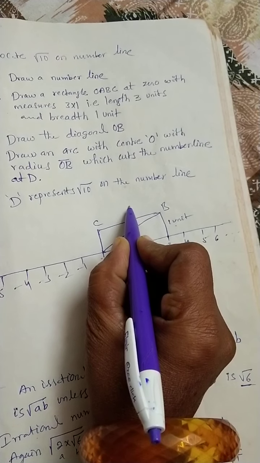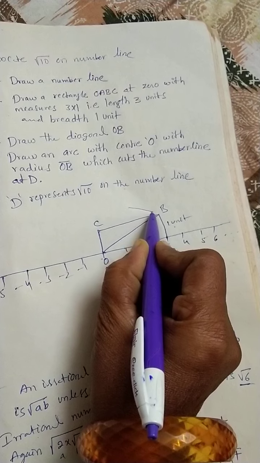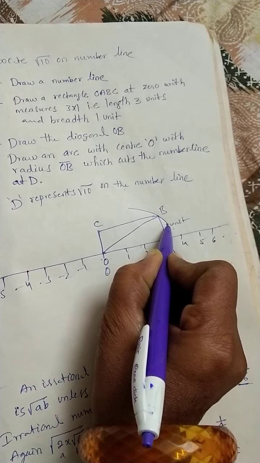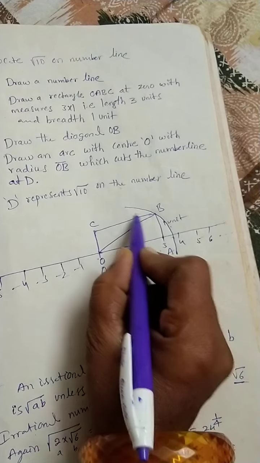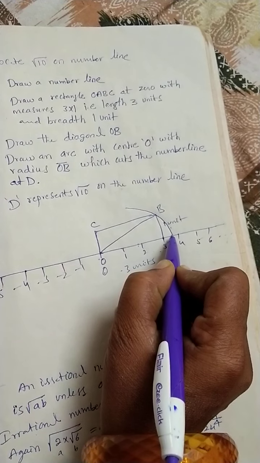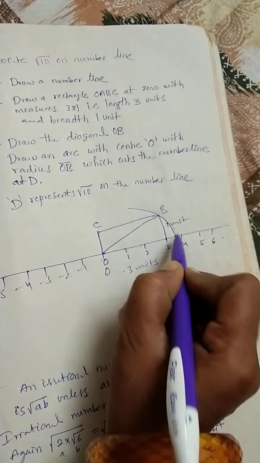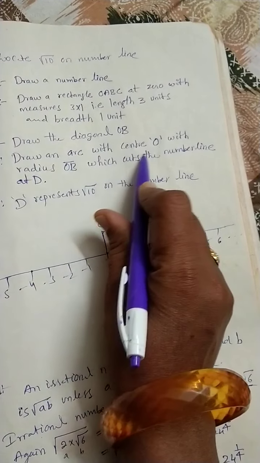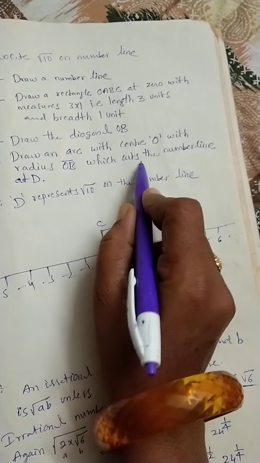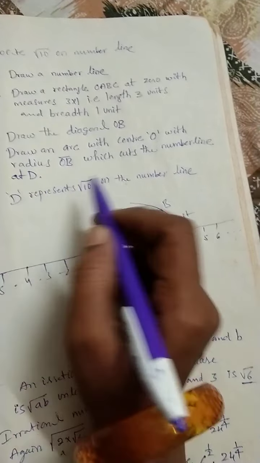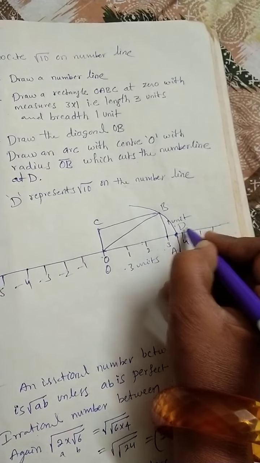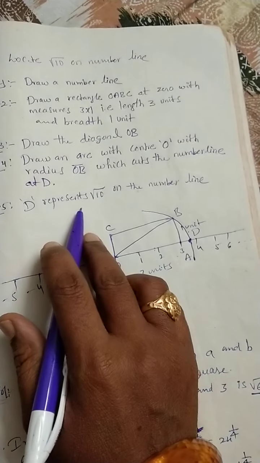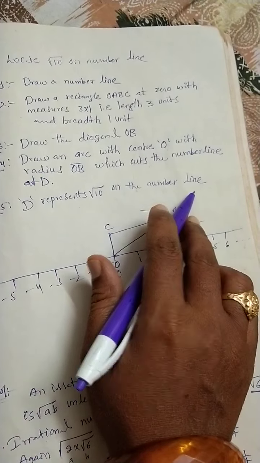arc cuts the number line, see, draw an arc with center O with radius OB which cuts the number line at D. You can take this as point D. D represents root 10 on the number line.